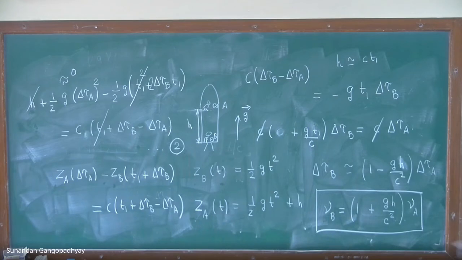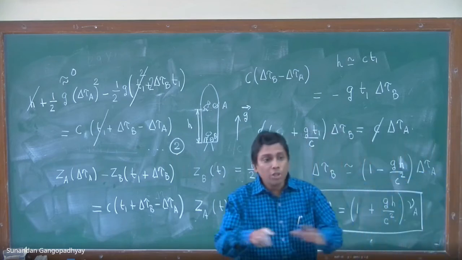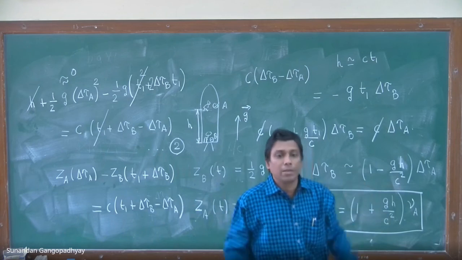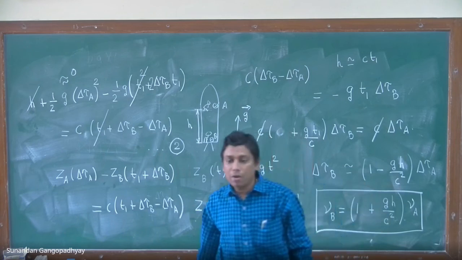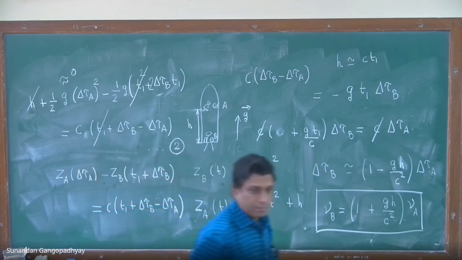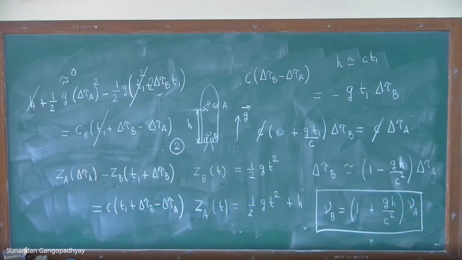Here in the gravitational time dilation effect, there is no motion among the two guys. Both are sitting at rest with respect to each other. The whole effect is occurring due to a gravitational field. This is the gravitational time dilation. This is something very important.